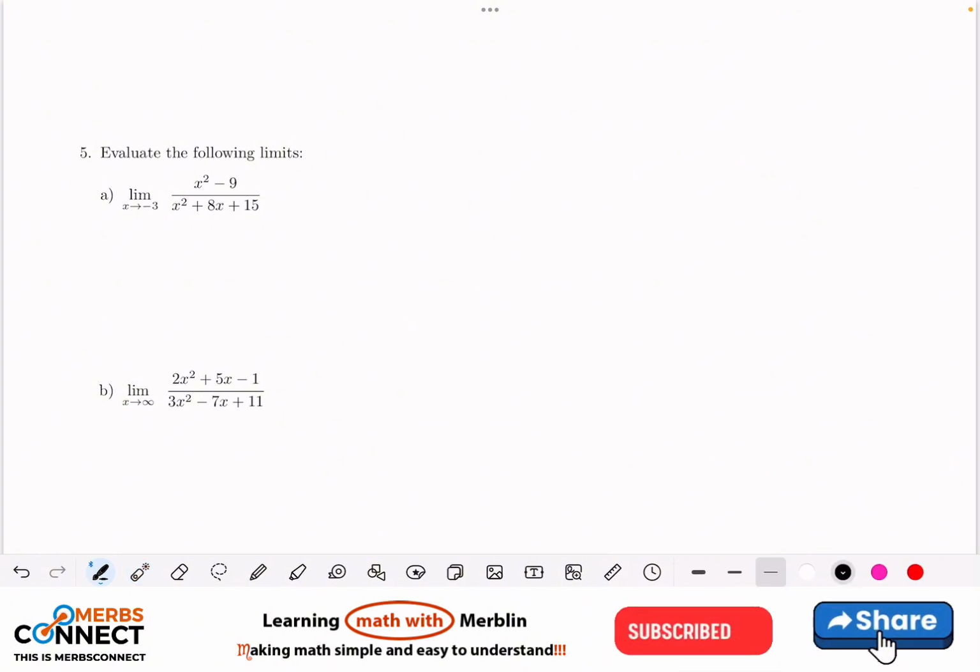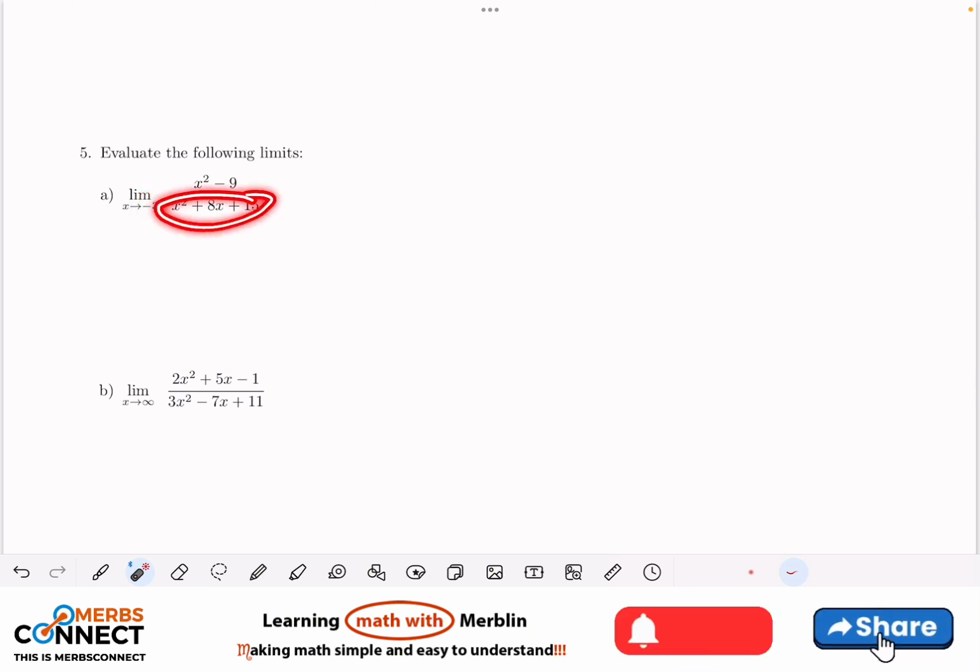Now evaluate the following limit. We want to evaluate the following limit. As I said, anytime you want to evaluate a limit, the first thing we need to do is plug in. We just do direct substitution, and then we check what happens. Since this is a fraction, we are interested in what happens to the denominator. So we are going to plug in the -3 into the denominator and find out if it's going to be 0.